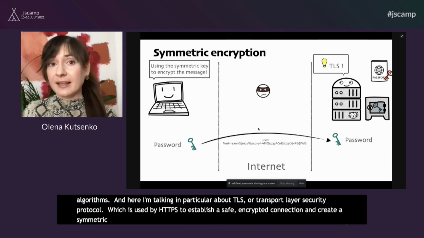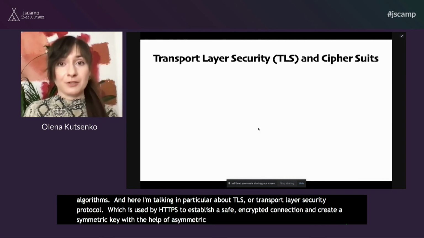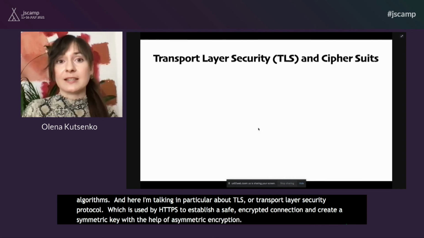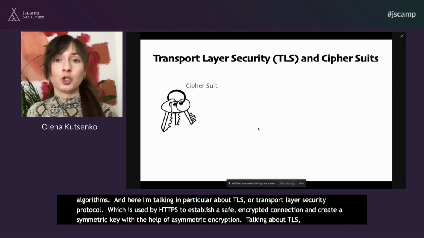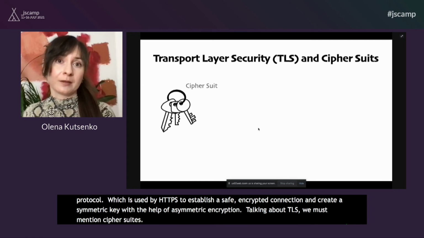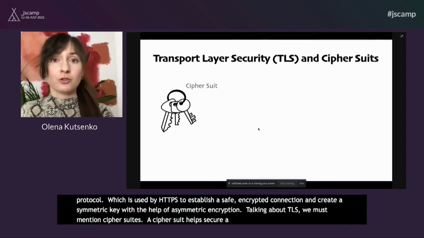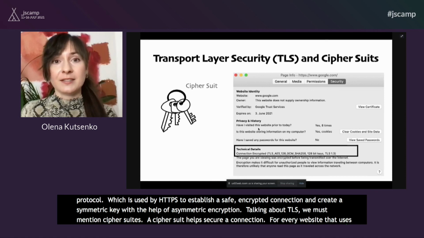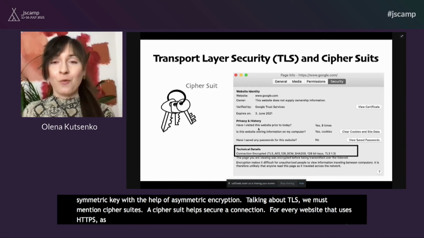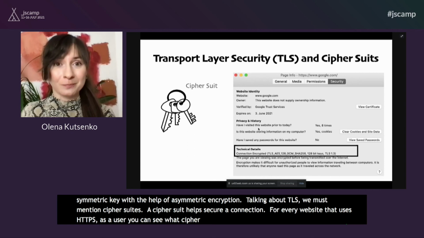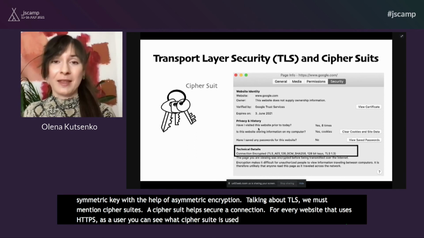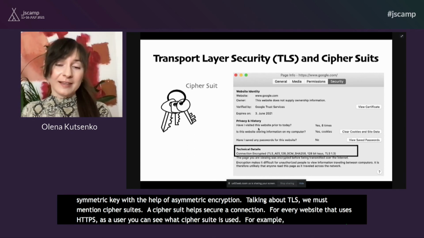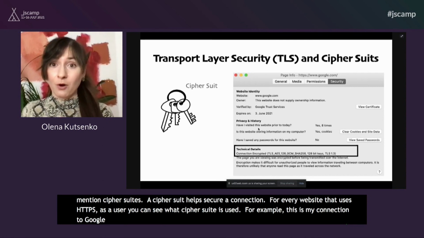Talking about TLS, we must mention Cipher suites. A Cipher suite is a set of algorithms that help secure a network connection. For every website that uses HTTPS, as a user, you can see what Cipher suite is used. For example, these are security details for my connection with google.com, taken from Firefox. And the underlined line is an example of a Cipher suite.